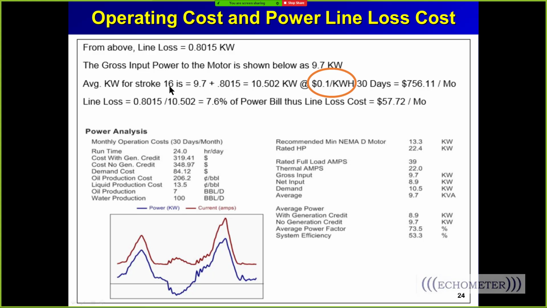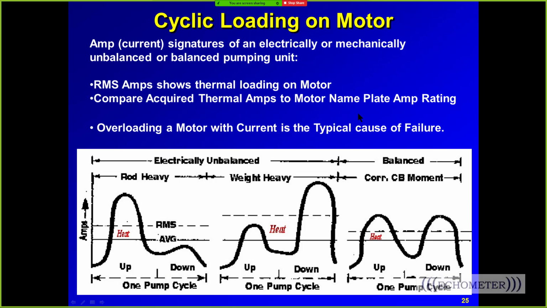And the average kW for a stroke is 16, and the input is about 9.7, and there's your line loss, which is about 7.6% of your power bill. So we're losing about $57 per month for power line losses. And if the wire was a smaller diameter wire, then we'd have a lot more line losses, and it might justify changing out the wire. But in this case, the wire's not too small. We're not wasting too much power.